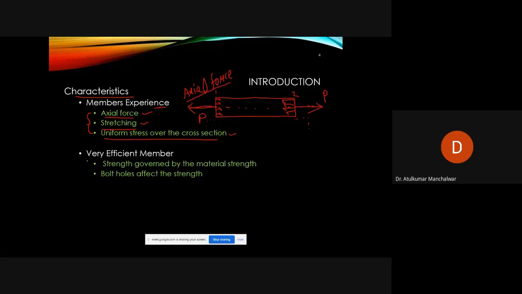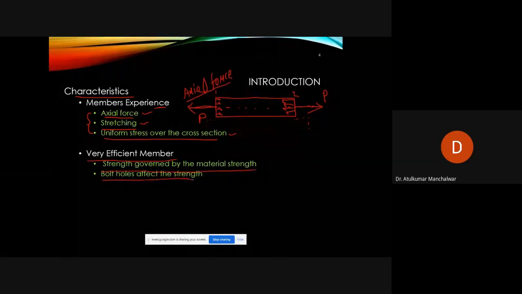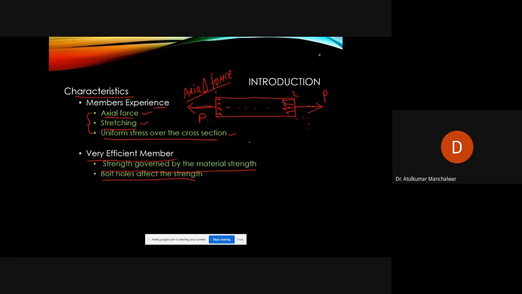So next is, it's a very efficient member. Yes, the strength is governed by the material strength. Bolt holes affect the strength, obviously. If there are two plates, for example, this is plate number 1, and I'm attaching another plate over this, like this, so I need to apply bolting. This bolt hole may reduce the strength. Okay, so for such a condition, it should not affect the strength.